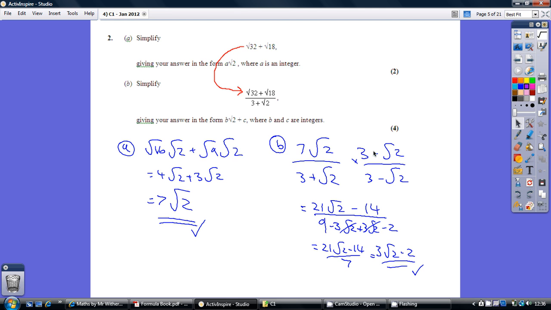Now because we've done this change of sign, we will find that the two middle terms, the two square root terms, cancel out, just leaving us with whole numbers on the bottom, which is the 9 and the minus 2. 9 take away 2 is 7, so basically we've got the numerator over 7, so we can then spread the dividing by 7 over both terms. So 21 root 2 over 7 is 3 root 2, and minus 14 over 7 is minus 2.